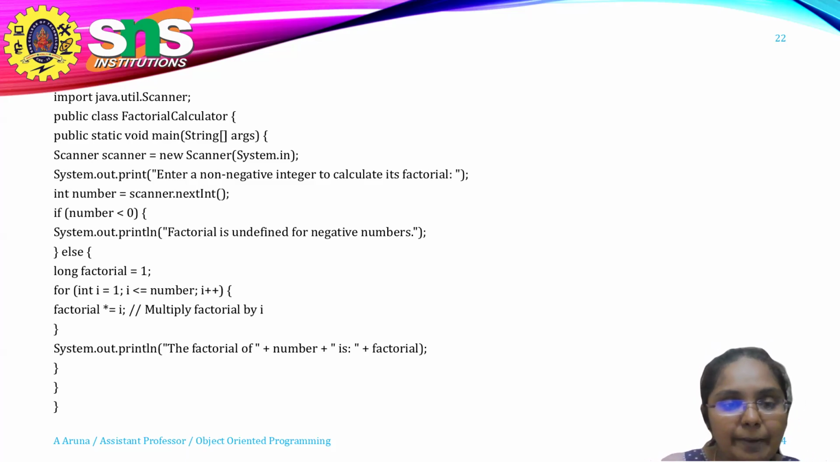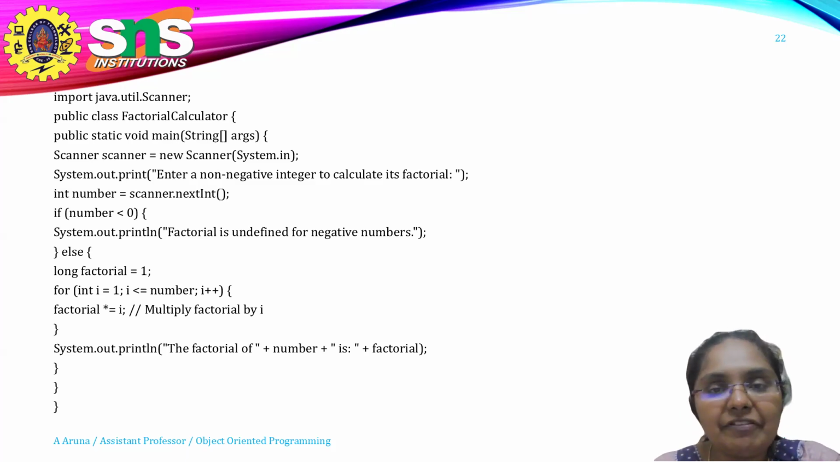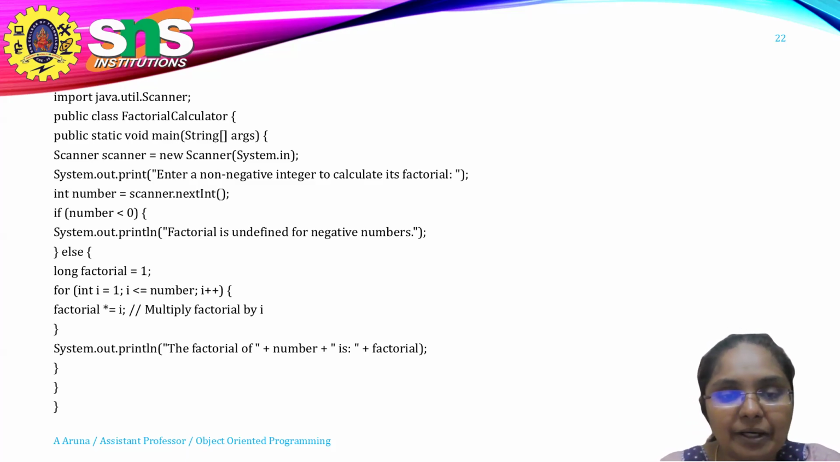I have created a public class, and inside that I have created the main method. In the main method, I created the object for the Scanner class. Through that object, I'm going to get input from the user into the variable number. Number equal to scanner.nextInt. That is, we are converting the string input to an integer input, so we use nextInt. After that, I am checking whether number is less than 0, because we're going to compute the factorial only for non-negative numbers, not for negative numbers. So I have to check that here.